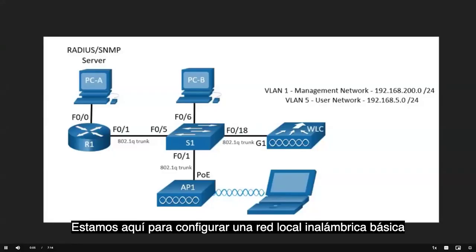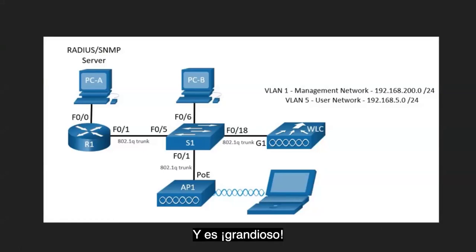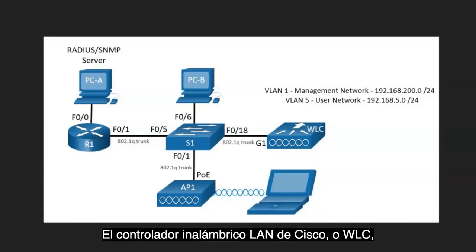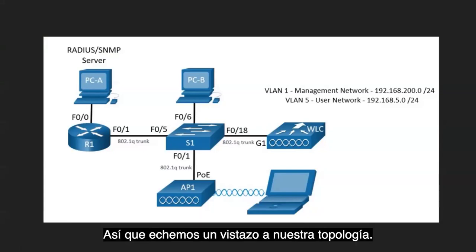Hello everyone, we are here to configure a basic wireless local area network on our Cisco Wireless LAN Controller. This is great. The Cisco Wireless LAN Controller, or WLC, is an amazing box that allows you to have a centralized location for configuring multiple access points and deploying multiple wireless local area networks. So let's take a look at our topology.